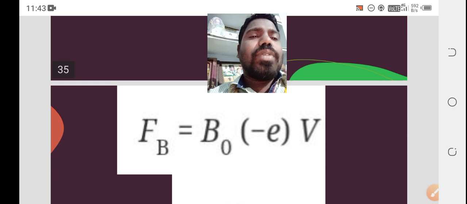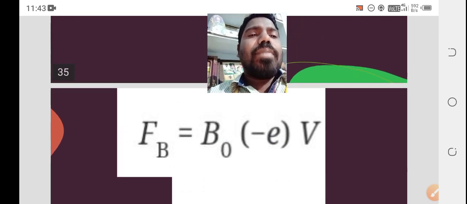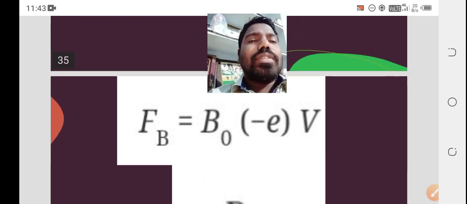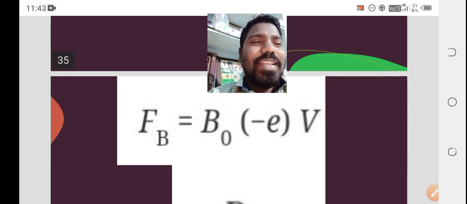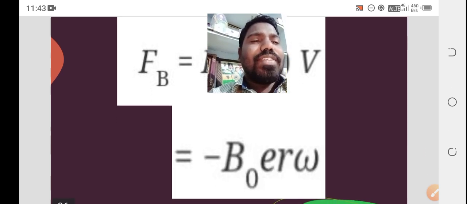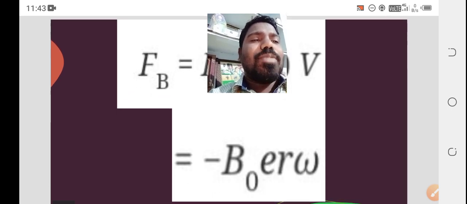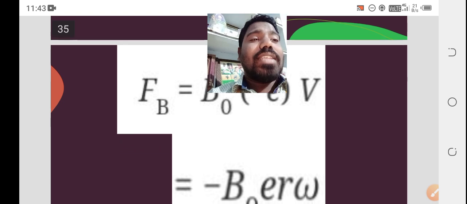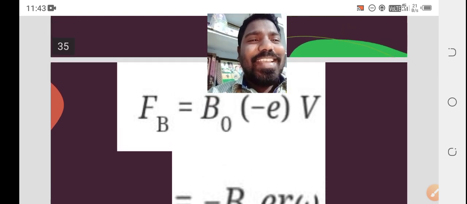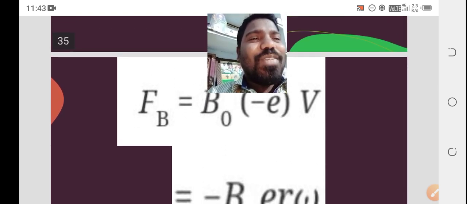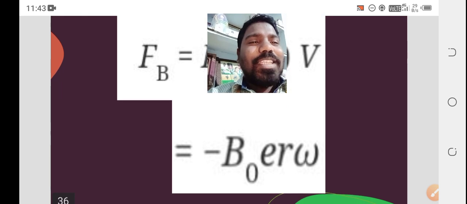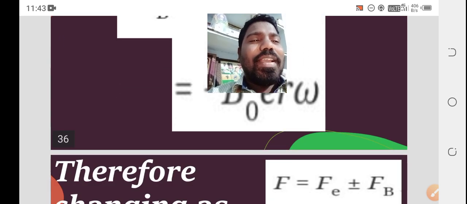But you need to understand what Fb is. The force due to the magnetic field is B naught of minus Ev. After further simplification, we already know what v is: v is nothing but r omega. v naught is r omega naught, and here v is just r omega. So it is minus B naught E r omega.